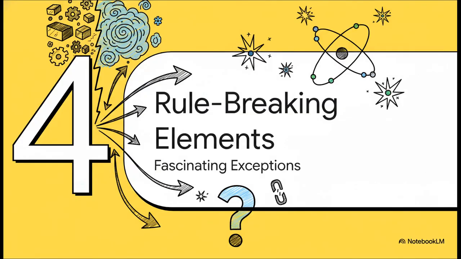So, the lines seem pretty clear, right? You've got metals on one side, nonmetals on the other. But hey, this is science, and it is full of plot twists. Not every element plays by the rules we've set out. So let's look at some of the fascinating exceptions that totally challenge our simple classifications.